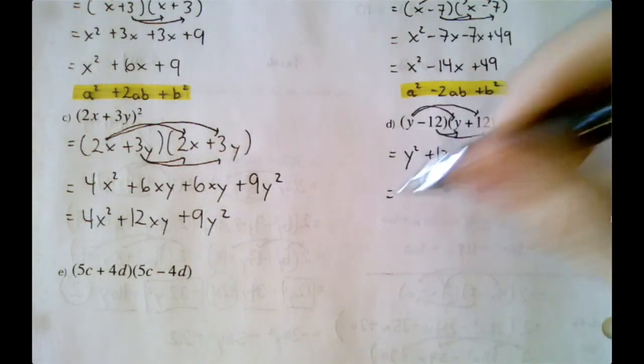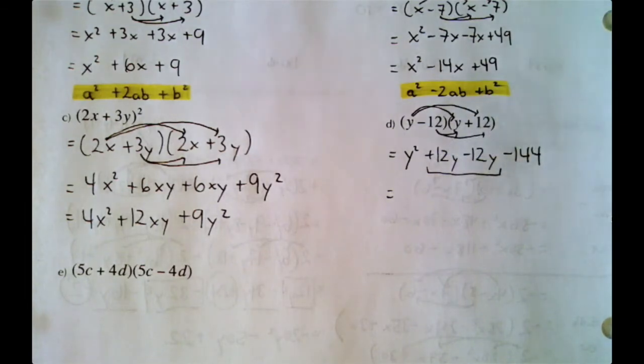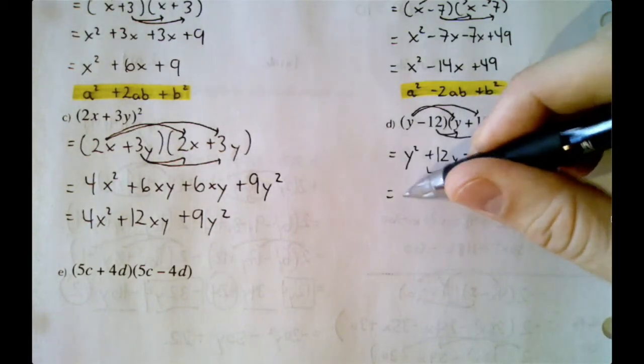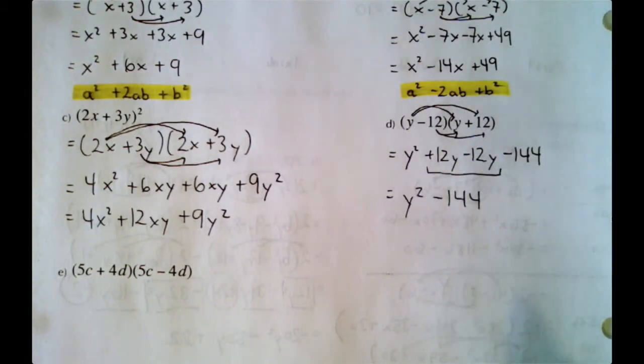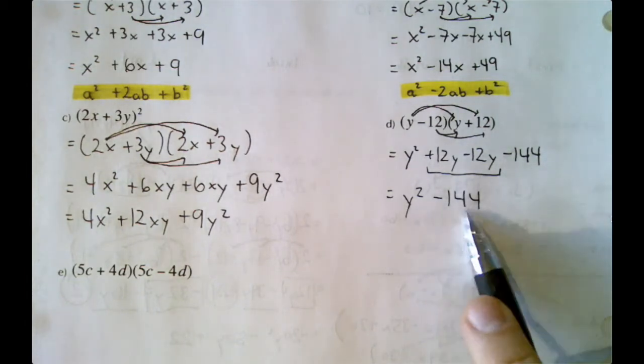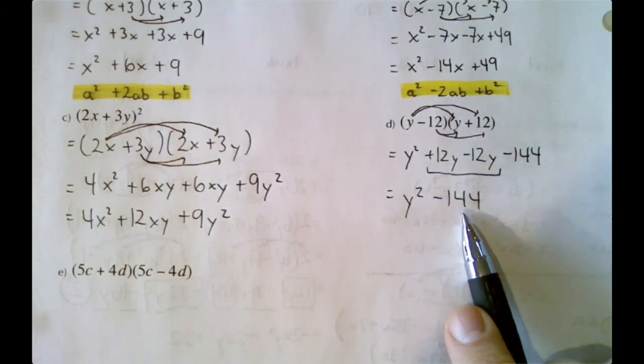Look at our like terms in the middle. One's a plus, one's a minus. They're the exact same number, exact same letter. Well, those are just opposites, and when you add opposites, you're going to end up with 0. So that means we just end up with y squared minus 144. The neat thing about a difference of squares is it only has two terms. And both of these terms are squares, which means we can square root them.